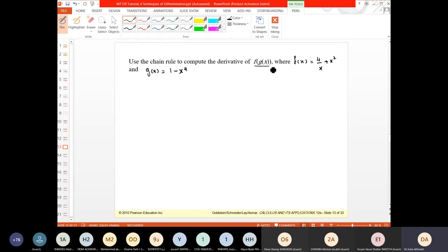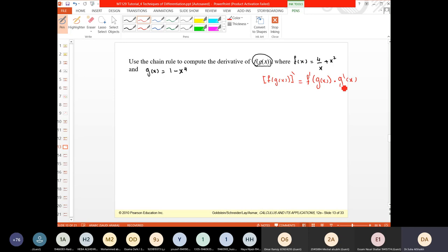They want me to find the derivative of the composition of the two functions. They didn't say derivative of F or derivative of G. They want the derivative of F with the G inside it. Okay. The rule I know: the derivative of F when G goes inside it is the derivative of F with G inside it, multiplied with G dash. This rule is the same as when we say the derivative of the bracket times the derivative of what is inside the bracket. This is the derivative of the function times the derivative of what is inside the function.